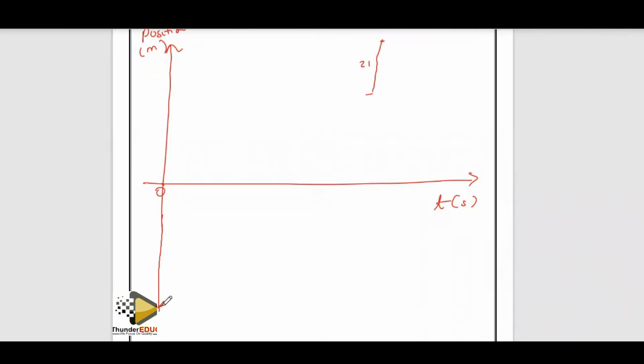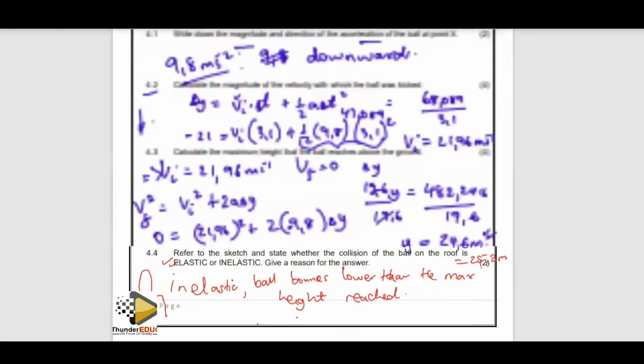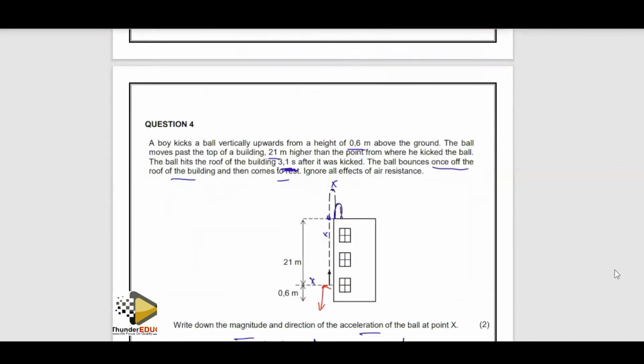Okay, and then it reaches a maximum height of how many meters? 3.6, because we say 24.6 minus the 21, which is 3.6. And then it bounces off. They told us the bounce takes place at a time of 3.1 seconds. And then it also takes another bounce. Do we know that time for the next bounce? We don't know it.